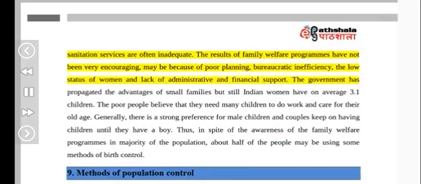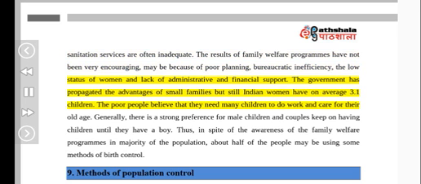The results of family welfare programs have not been very encouraging, maybe because of poor planning, bureaucratic inefficiency, the low status of women and lack of administrative and financial support. The government has propagated the advantages of small families, but still Indian women have on average 3.1 children. The poor people believe that they need many children to do work and care for their old age.